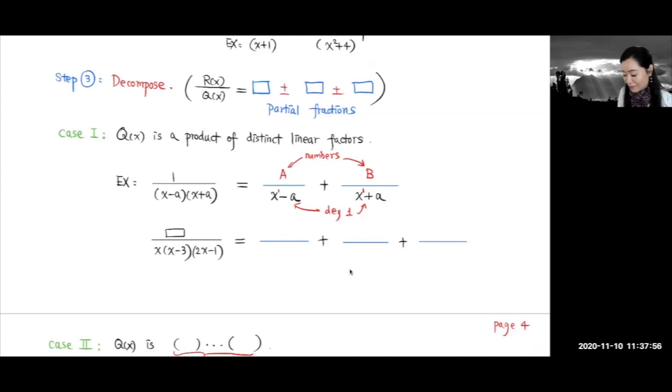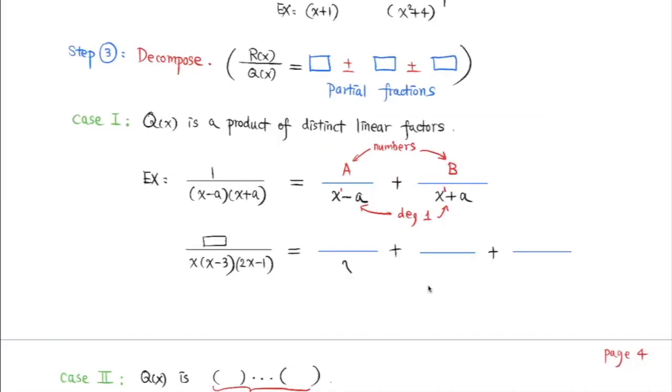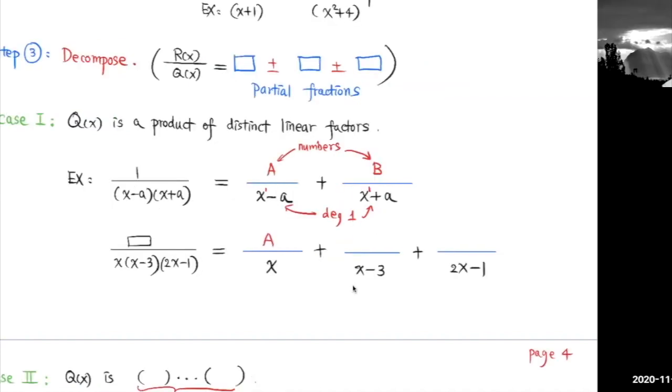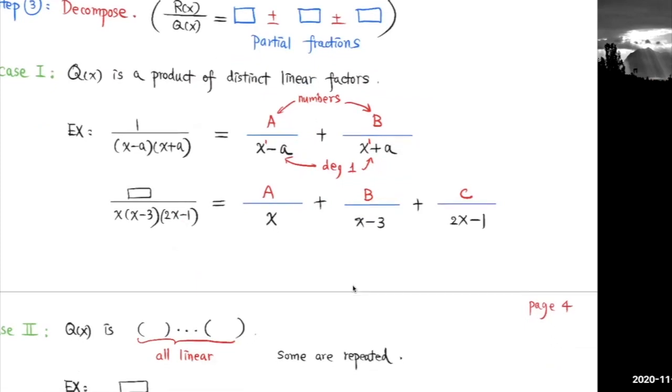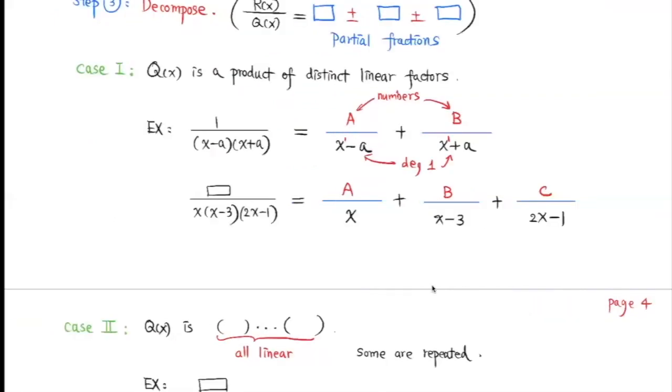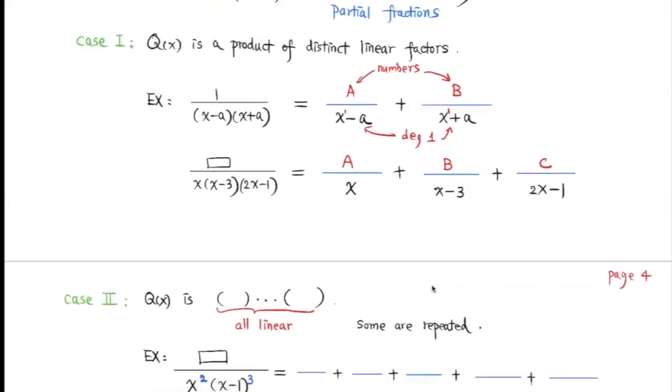All right, how about you do the second one? What does this decompose into? The first one, A over X. Yes, you get A over X. Let's just put the denominator here first: X, and then X minus 3, and then 2X minus 1. And then up here you put A, here will be B, and here will be C. A, B, and C are numbers that you need to find out later. The first case good?